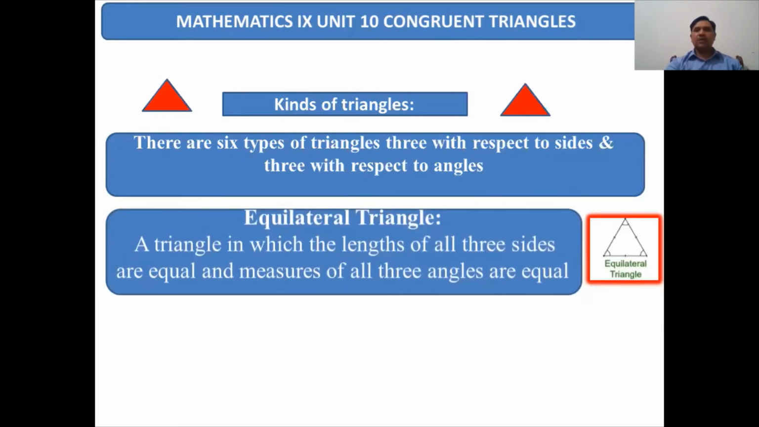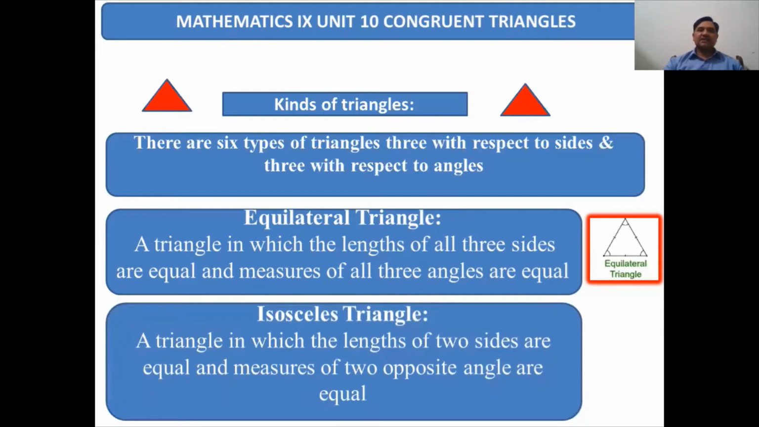So in equilateral triangle, these 3 sides are equal and all these 3 angles are also equal, and you must know that each angle must be equal to 60 degrees, since the sum of the angles of a triangle is 180 degrees. That's why each angle of equilateral triangle must be equal to 60 degrees.